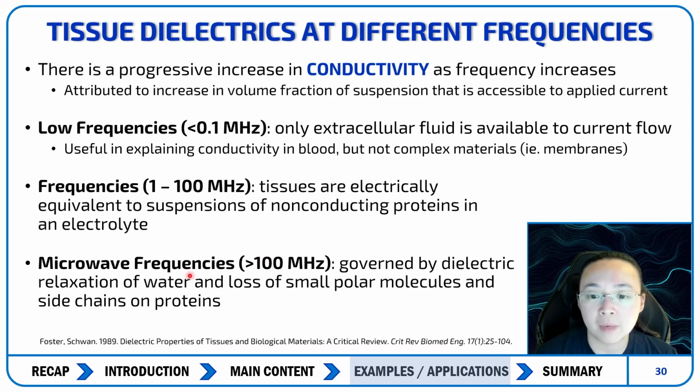When you go to microwave frequencies, you end up over 100 megahertz. Usually the dielectric and the relaxation events plateau around 10 to 100, so anything past this is just too much. But at that point, everything is governed by the dielectric relaxation of water and the loss of small side chains and small polar molecules attached to those proteins, for example. So all in all, what's happening here is just an overview of how different frequencies will allow us to detect different changes in dielectrics for different types of samples.